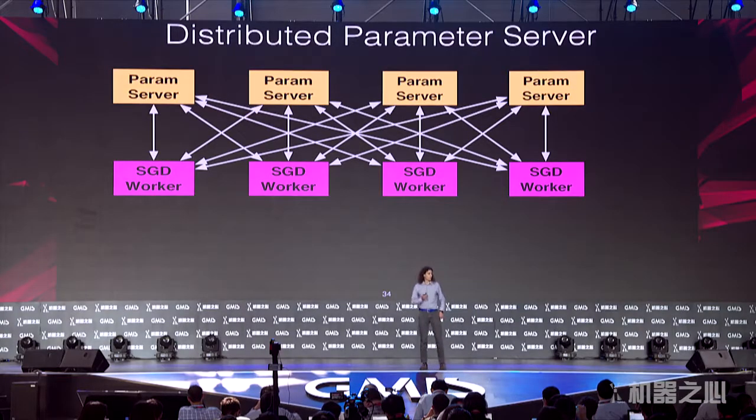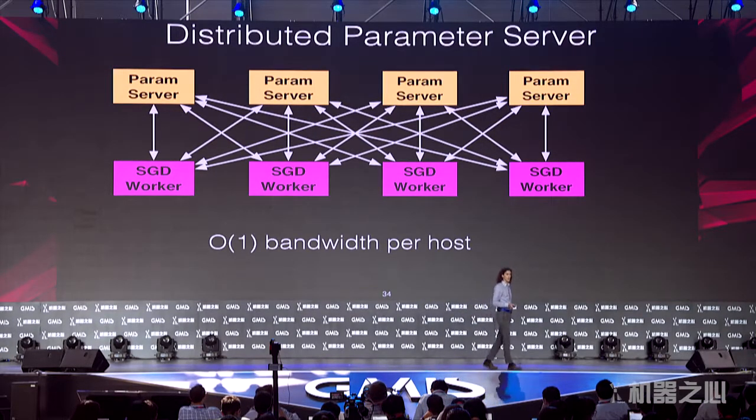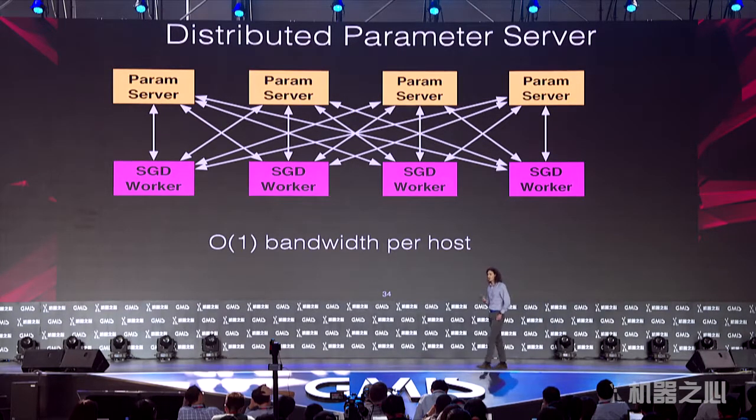So if you shard the parameter server across a fleet, then you've reduced the problem so that each machine only needs a constant amount of bandwidth, no matter how wide you scale out. And this should be clear for the workers, because at each step, the workers are just sending out a gradient message and receiving a gradient message. So that amount of bandwidth is constant no matter how you scale out.